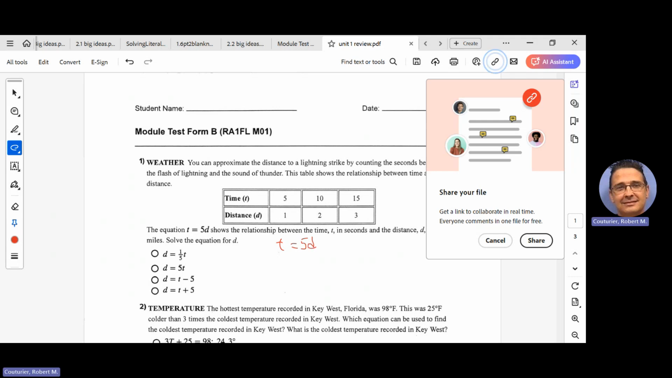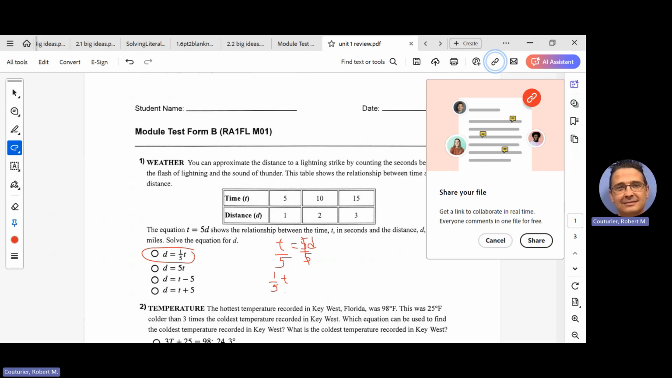They want d to be by itself. That means we need to get rid of the 5, so we divide by 5. These cancel. So our d is equal to t over 5. But oh, wait, I don't see a t over 5. Well, yes, you do. Technically, this is the one that looks the closest, right? You could rewrite this as 1/5 times t.